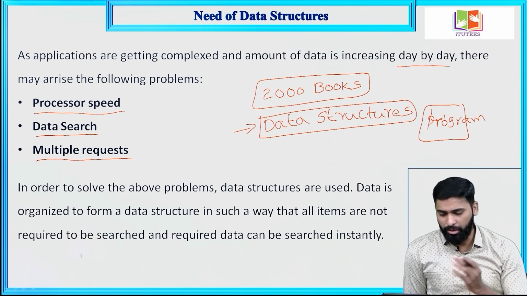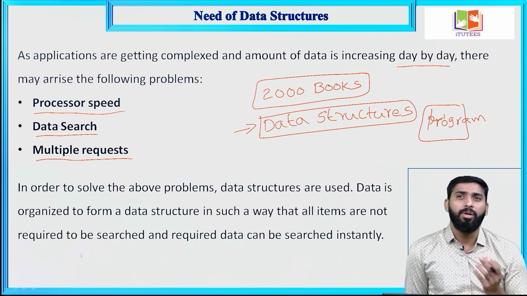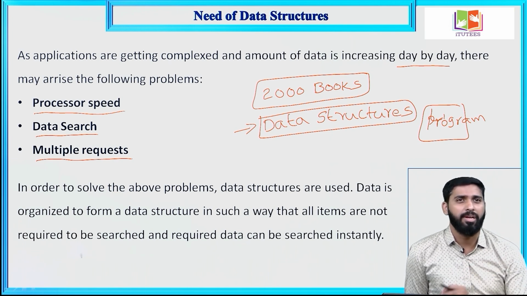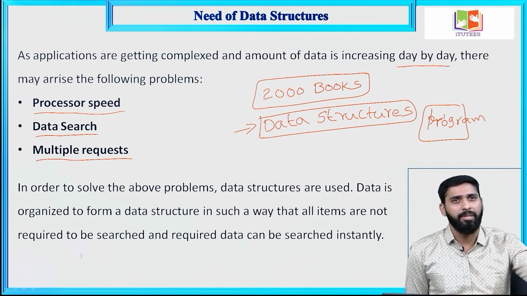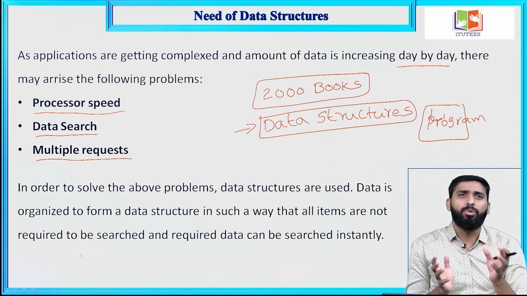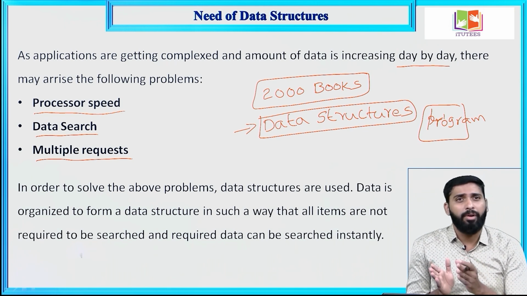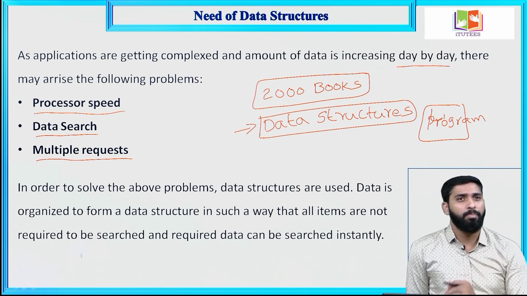Okay. In order to solve the above problems, data structures are used. Data is organized to form a data structure in such a way that all items are not required to be searched and required data can be searched instantly. So what does it mean? For example, if you organize the books in alphabetical order, to retrieve the data structures book, we directly go to the D alphabet. Okay. That means if you do not organize the data, then to get the data structures book, we are going to start from the first book and, book by book, search for the data structures. So it takes more time.